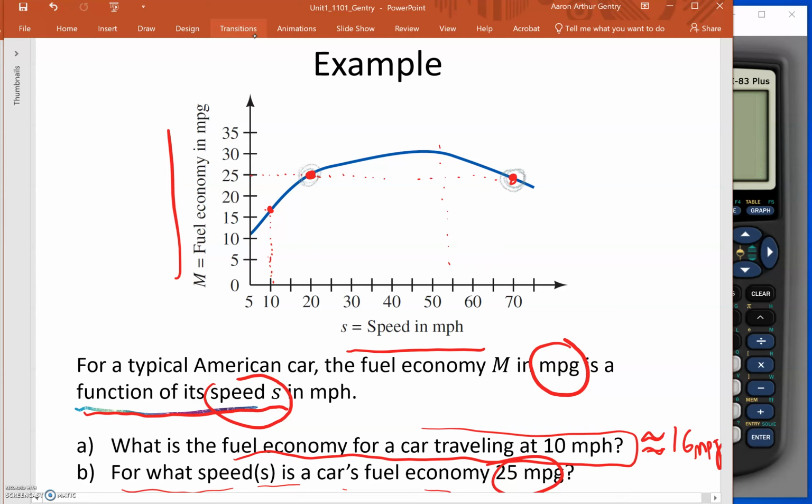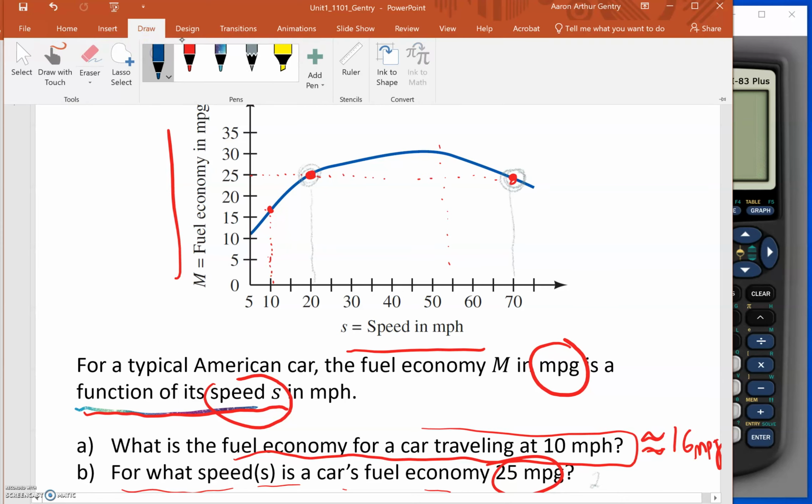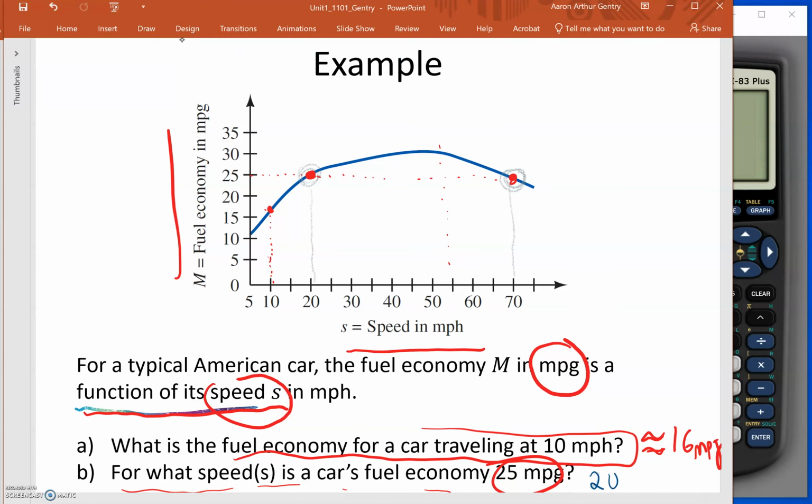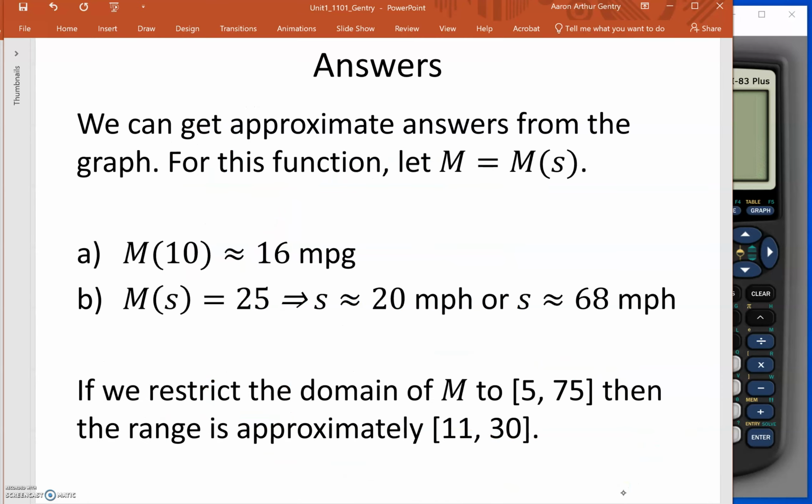So this is going to be an approximation, but I think it's about 20. And I think this one is about 70. So I'm going to say 20 and 70. Again, I'm only approximating here, and here's my slide answer, 20 and 68. Okay. And 16 miles per gallon for the first one.